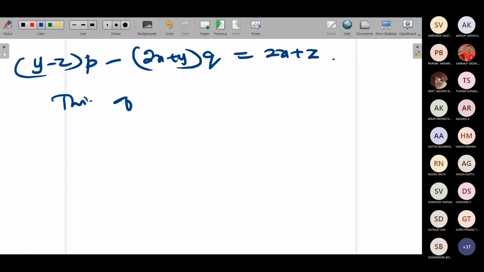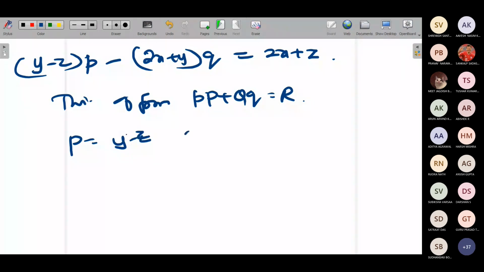Can you all see, ma'am? Can you hear me? This is of the form capital P p plus capital Q q equal to R. Now, what is your capital P? y minus z. What is your capital Q? Minus of 2x plus y. What is your R? 2x plus z. Now you have to choose the multipliers or grouping. I'll do the method of multipliers now. Can anyone tell me what are the multipliers for the first one? Choose multipliers.